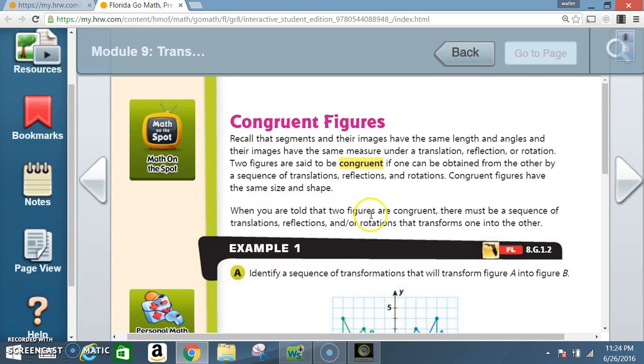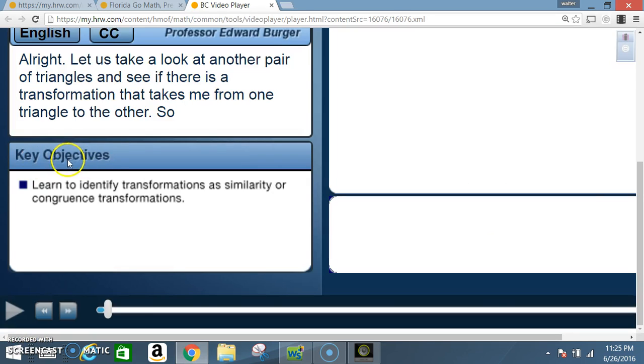When you are told that two figures are congruent, there must be a sequence of translations, reflections, and/or rotations that transforms one into the other. Key objectives: learn to identify transformations as similarity or congruent transformations.